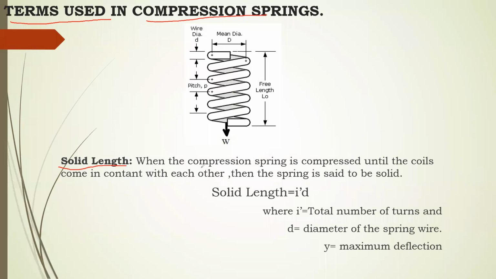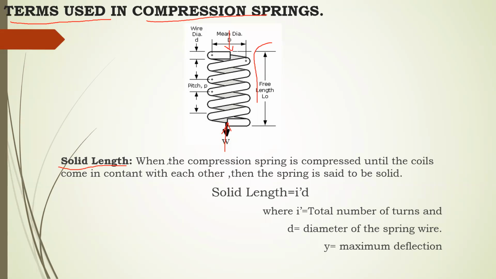When the compression spring or helical spring is compressed until the coils come in contact with each other, then the spring is said to be solid. For example, if the spring is compressed like this and the coils come in contact with each other, then that spring is said to be solid. If you measure the length, that is going to be the solid length.